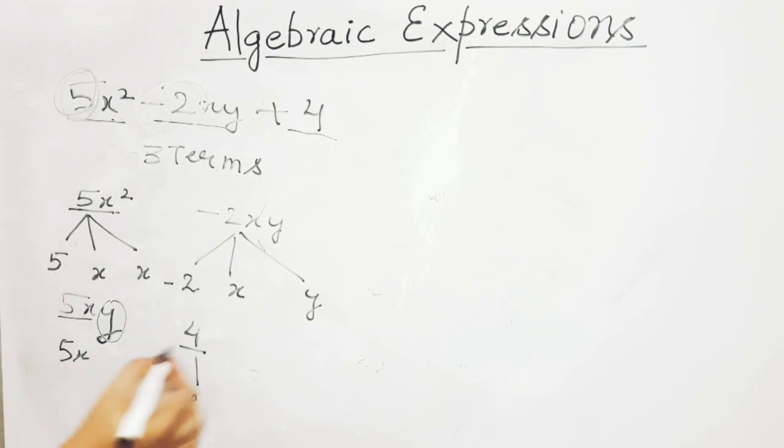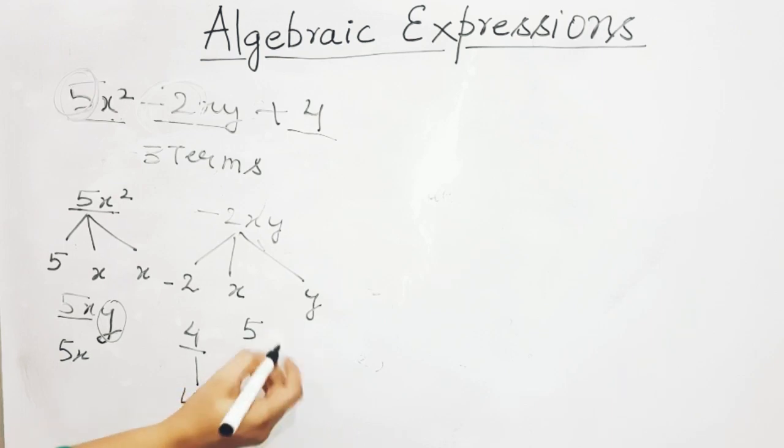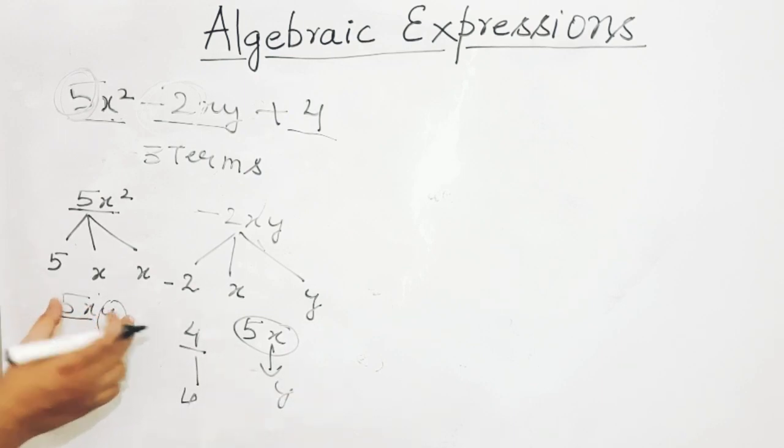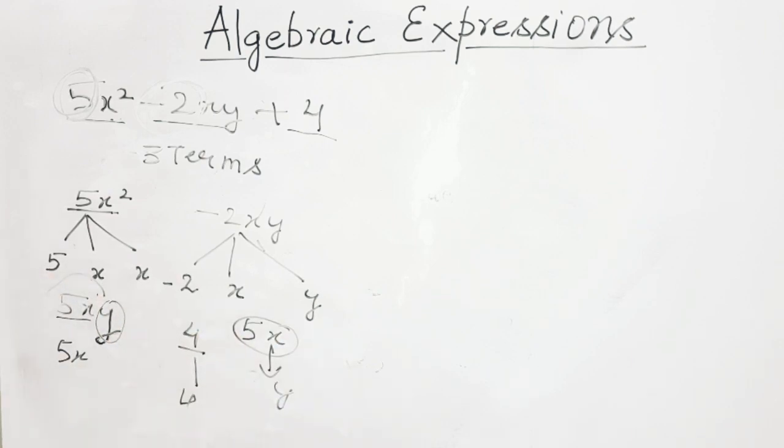But if I talk about the coefficient of 5x, the coefficient of 5x is y. If I talk about the coefficient of x, it is 5y. If you talk about the coefficient of x, that is 5y. Right students, this is how we obtain the coefficients. In minus 6ab, the coefficient of a is minus 6b.